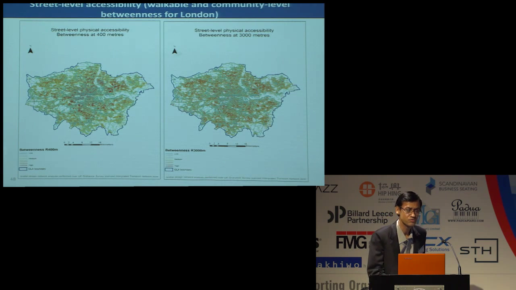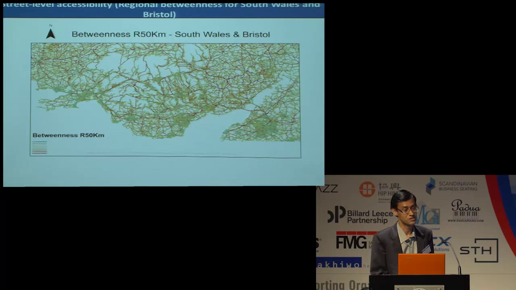Now, I'll leave you with some of the images. So this is a street level accessibility map, betweenness at scales of 400 meters and 3 kilometers. This is the betweenness measured at an urban scale of 50 kilometers for South Wales. It is Swansea, Cardiff, and Bristol.